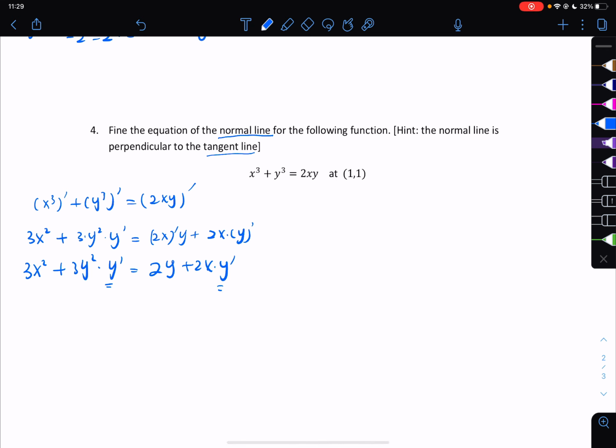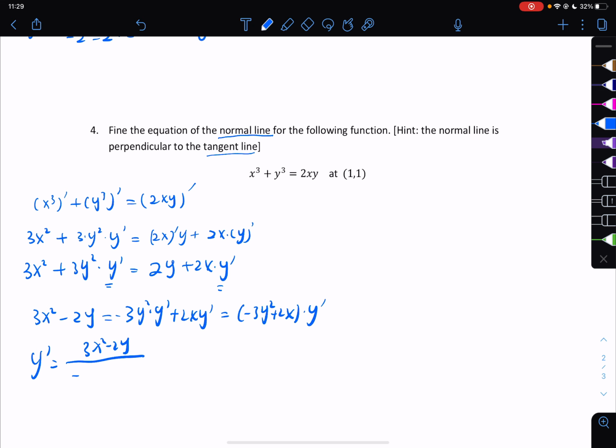So you end up with 3x squared plus 2y squared times y prime, which is 2y plus 2x times y prime. You want to move the y prime terms together. So you end up with negative 3y squared y prime plus 2x y prime, which is negative 3y squared plus 2x times y prime. Hence y prime is 3x squared minus 2y over negative 3y squared plus 2x.